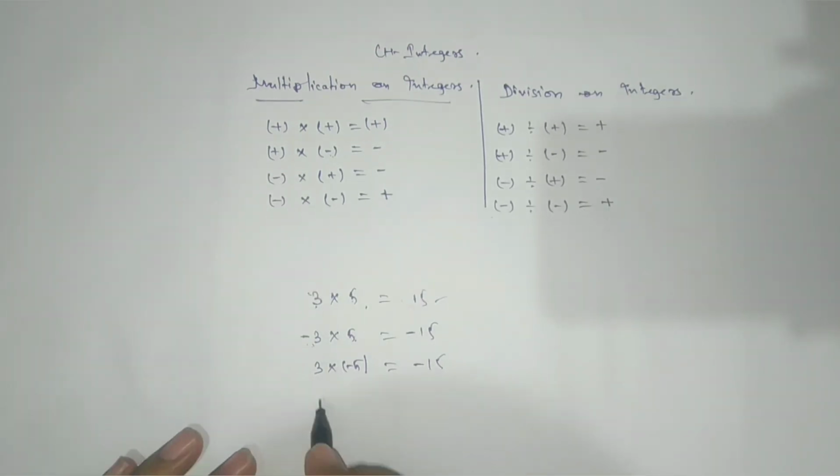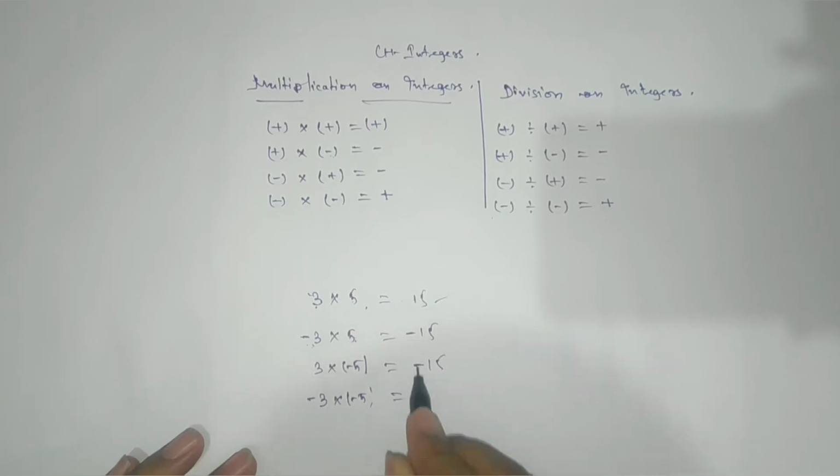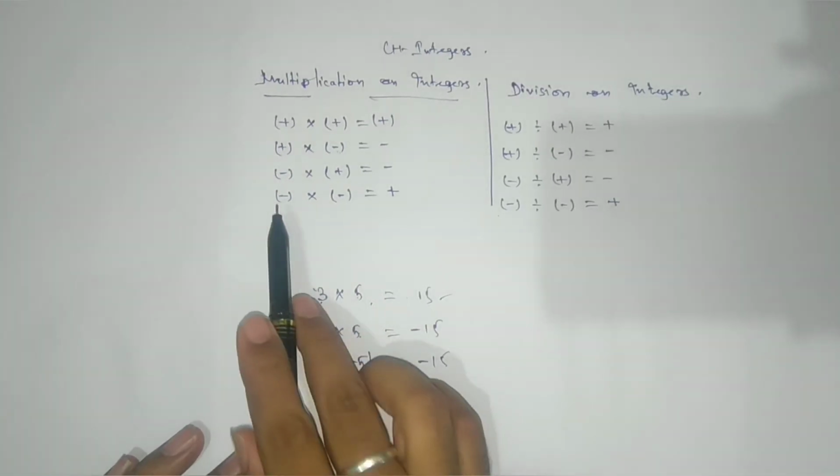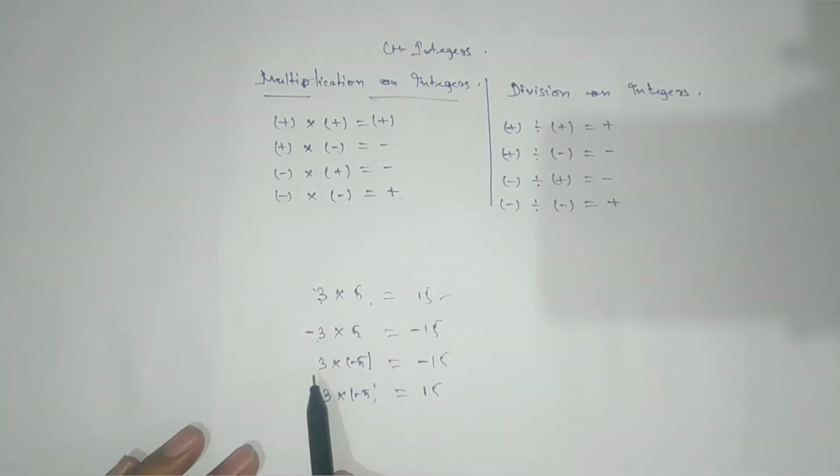And for this one, minus 3 into minus 5 equals what will we get? Plus 15. Here minus into minus will give you plus. So minus 3 into minus 5 will give you plus 15.